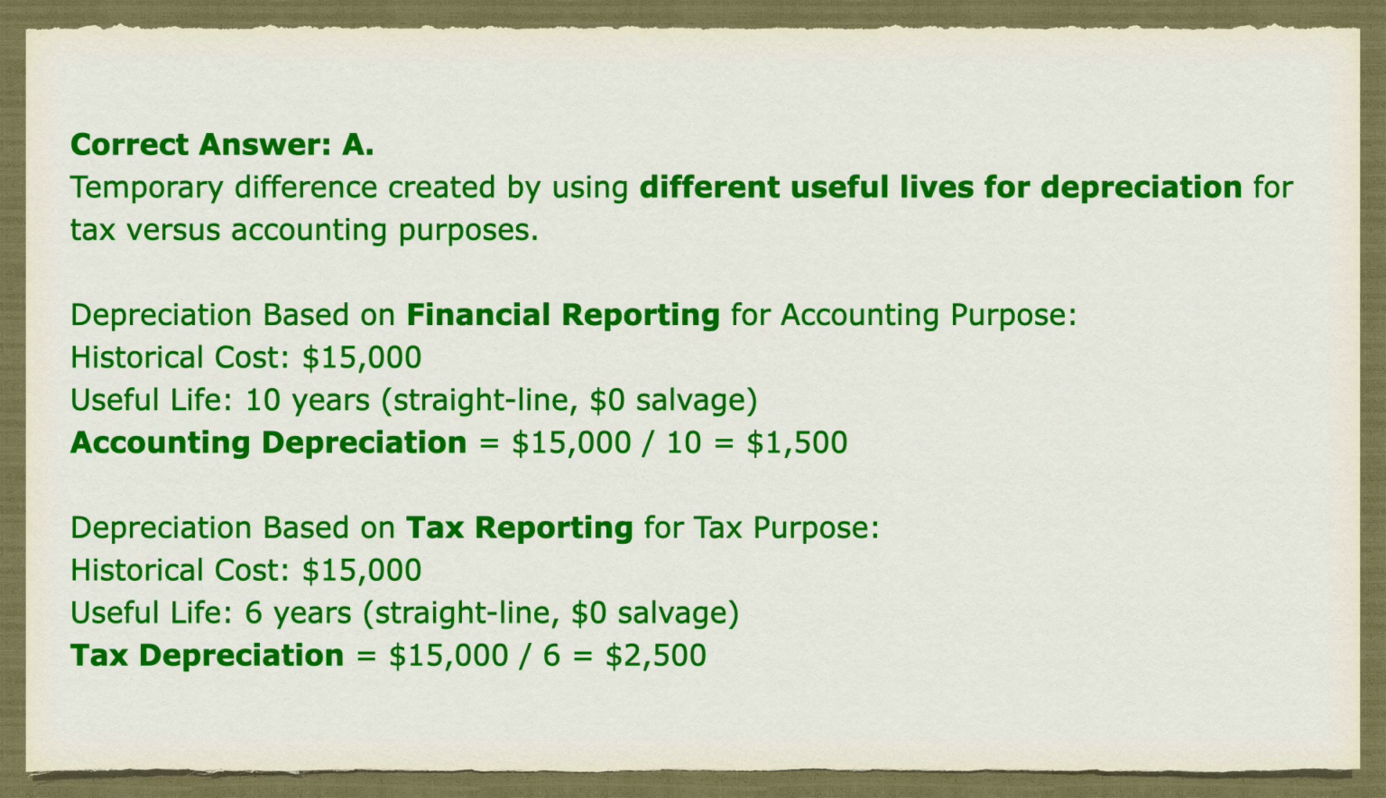Correct answer: A. Temporary difference created by using different useful lives for depreciation for tax versus accounting purposes. Depreciation based on financial reporting for accounting purpose. Historical cost $15,000. Useful life 10 years, straight line, $0 salvage. Accounting depreciation equals $15,000 divided by 10 equals $1,500. Depreciation based on tax reporting for tax purpose. Historical cost $15,000. Useful life 6 years, straight line, $0 salvage. Tax depreciation equals $15,000 divided by 6 equals $2,500.